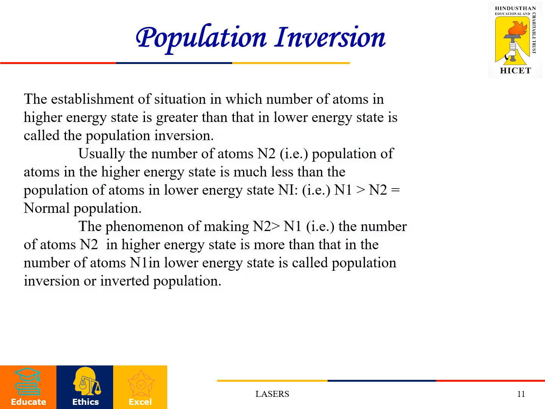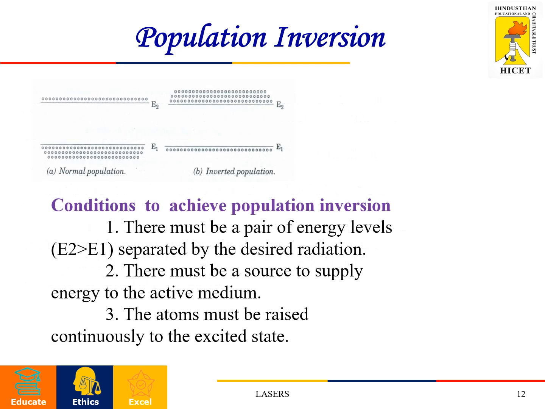Let us now discuss what is population inversion. The establishment of a situation in which the number of atoms in the higher energy state is greater than the number of atoms in the lower energy state is called population inversion. Usually, the number of atoms N2 in the excited state is less than the population of atoms in the lower energy state N1. That is, N1 greater than N2 is called normal population, whereas if the number of atoms in the excited state N2 is greater than the number of atoms in the ground state N1, it is called population inversion.